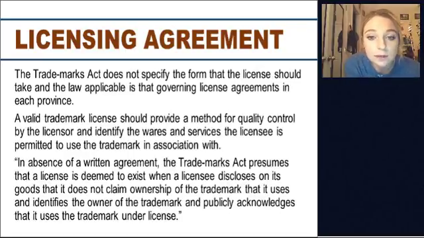So in absence of a written agreement, the Trademarks Act presumes that a license is deemed to exist when a licensee discloses on its goods that it does not claim ownership of the trademark, that it uses and identifies the owners of the trademark and publicly acknowledges that it uses a trademark under license.